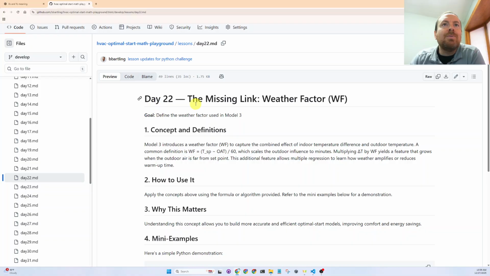Day 22, we're incorporating weather into our model like we did with Model 2. We also incorporated outside air temperature. Model 3 here, the missing link, weather factor. Goal is to find the weather factor used in Model 3.